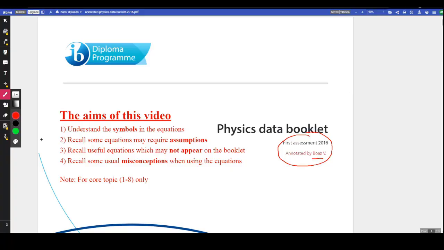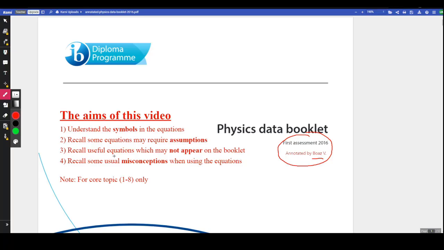Number 2, it's also important when you study physics to realize that some equations need assumptions, otherwise they would not be valid, and that means you cannot apply them. Or in certain cases, the exam question may ask you what the assumptions are or why the equation cannot be applied in the actual situation. So knowing this will be very useful.